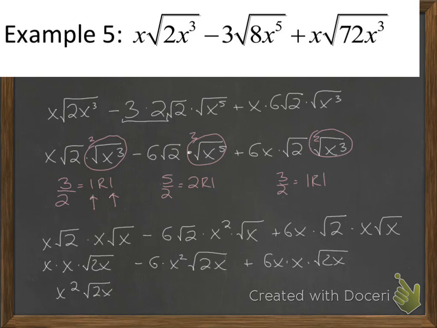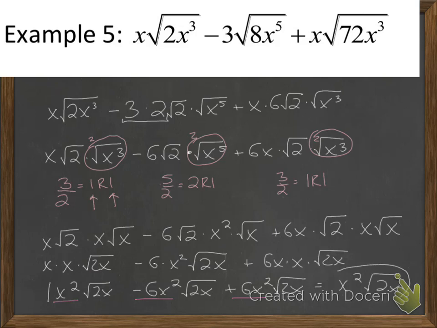So let's see if we can simplify this. So we have minus 6x squared times the square root of 2x plus 6x squared times the square root of 2x. Okay, we're almost done. Okay, notice that these, the positive x squared, minus 6x squared and plus 6x squared, are all like terms. We can combine them. So 1x squared minus 6x squared plus 6x squared, well, that's just 1x squared. So our final answer, after all of that work, is x squared times the square root of 2x.